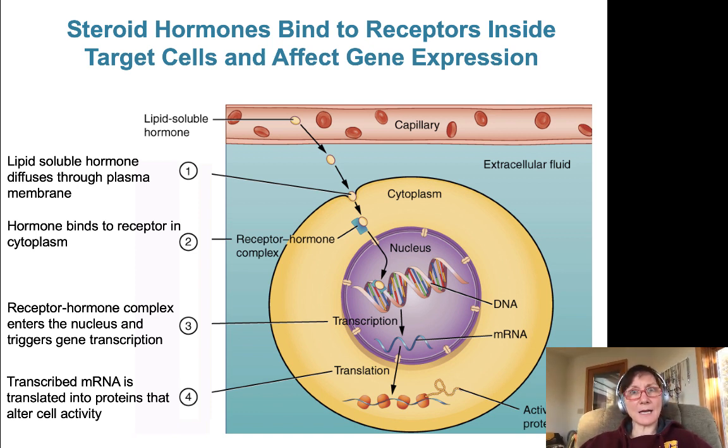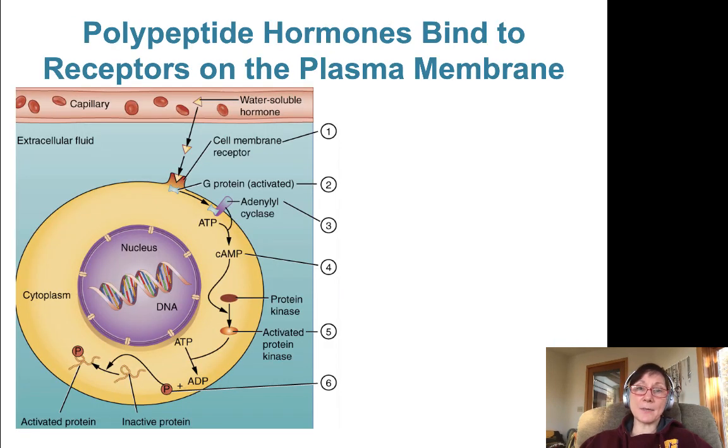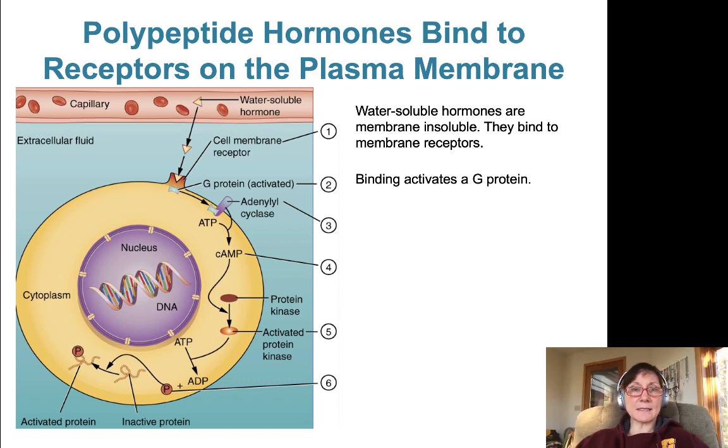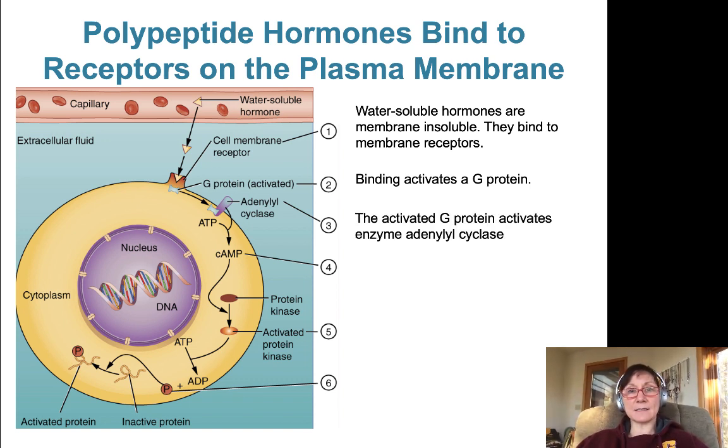Now contrast that with what's happening with polypeptide hormones. It starts out the same. Maybe it's borne by the circulatory system. It's a water-soluble hormone, but remember, not lipid-soluble, so it cannot pass through the membrane. So it's going to bind to a receptor on the cell membrane. In this particular case, it's going to cause the activation of a G protein. The activation of the G protein is then going to cause the activation of adenylyl cyclase. You can see that here.